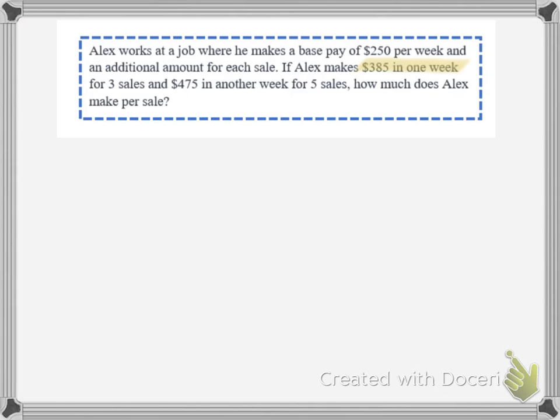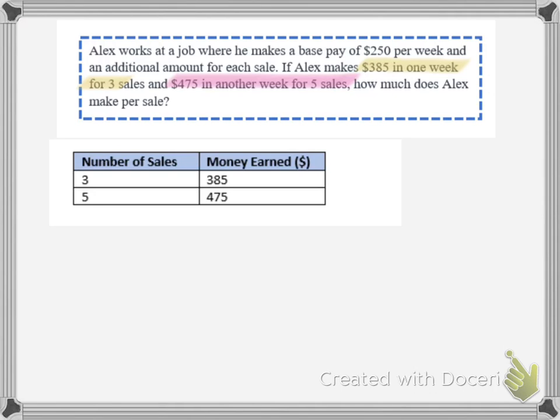So let's take the information from the problem and let's highlight some of the important parts. So he makes $385 if he made 3 sales, but he earns $475 if he makes 5 sales. So let's organize that into a table.